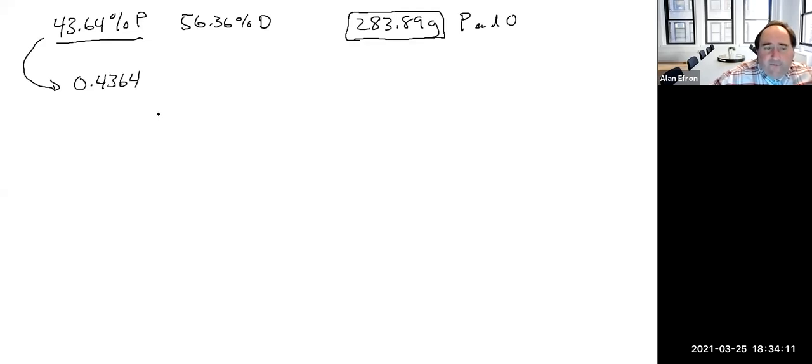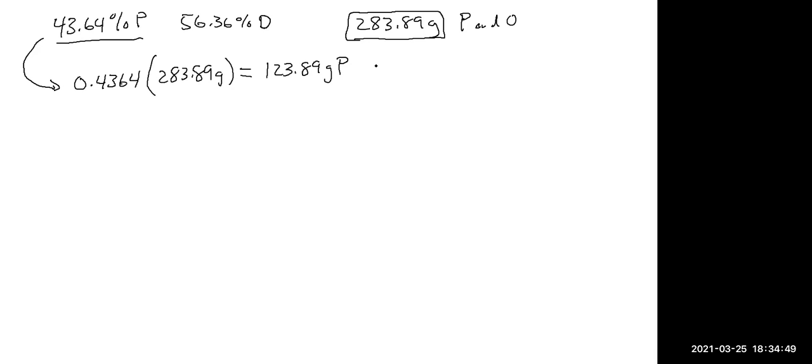That converts it to 0.4364, which is 43.64%. If we multiply it by the molar mass of this compound, because that number means 43% of this 283 grams is made up of phosphorus, we would have about 123.89 grams of phosphorus in the 283 grams. Any questions so far? This is like the percent composition calculation that we did.